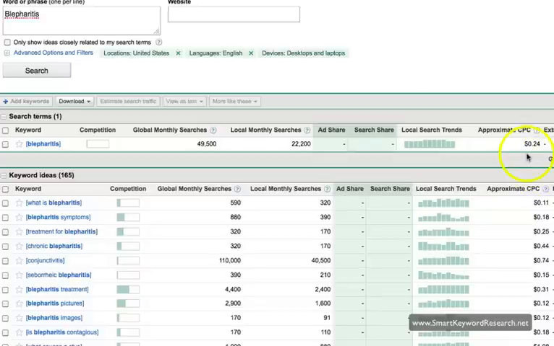Speaking of the approximate cost per click, this is not the amount of money that you're going to get if somebody clicks on your ad. Okay, it's just an approximate sum of money that you would pay if you were advertising. So usually you're going to get about, let's say, 30% of this number. And even that's not really accurate, because this is what you would pay to advertise in the search network.